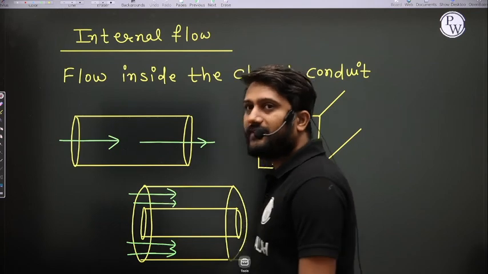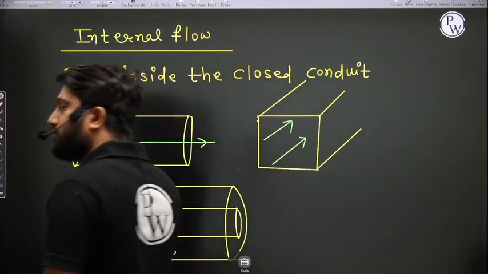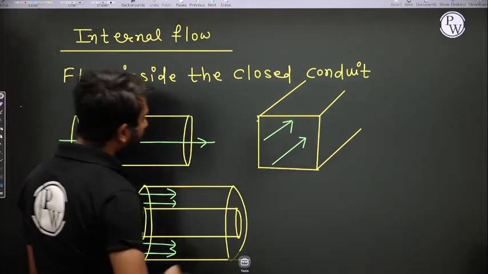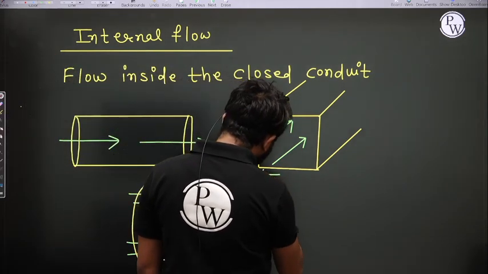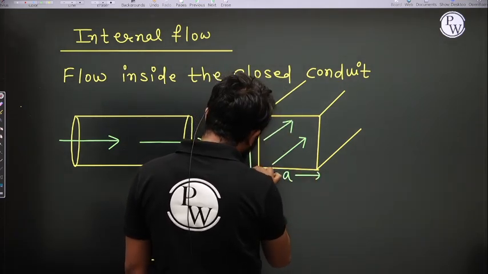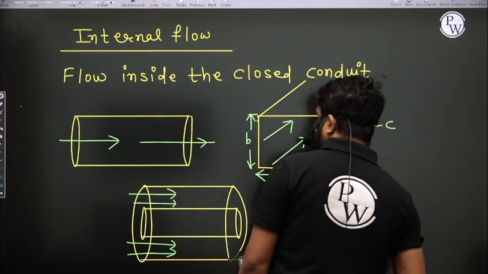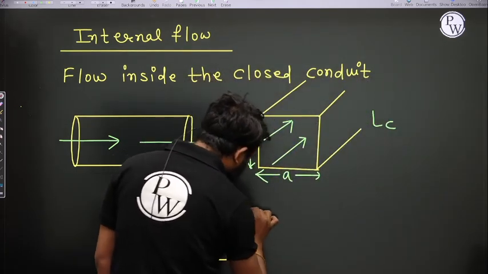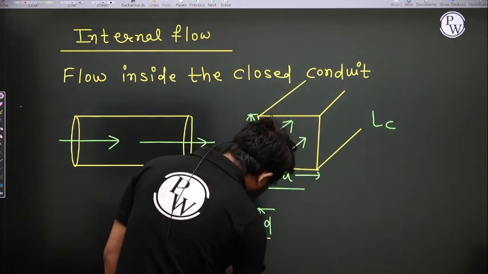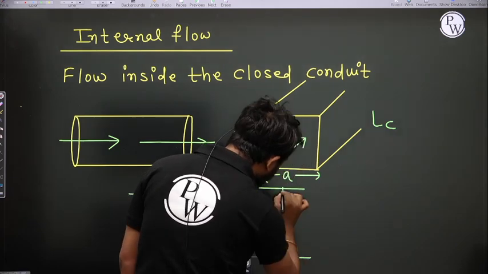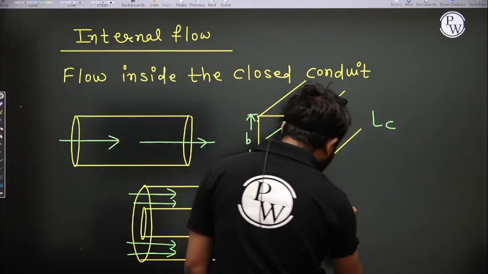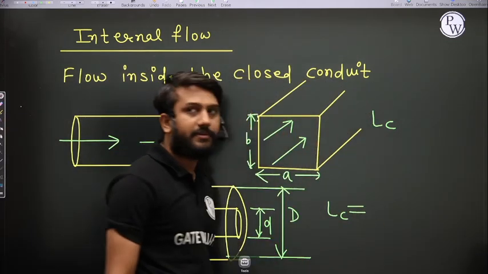See here, these are some examples of the internal flow. So this is a pipe flow. Let us assume this is a duct, and this duct has dimensions A and B. Can you tell me what is the Lc here? And let us assume such a passage, where the inner diameter is small d and the outer diameter is capital D. Can you tell me what is the Lc in this case?